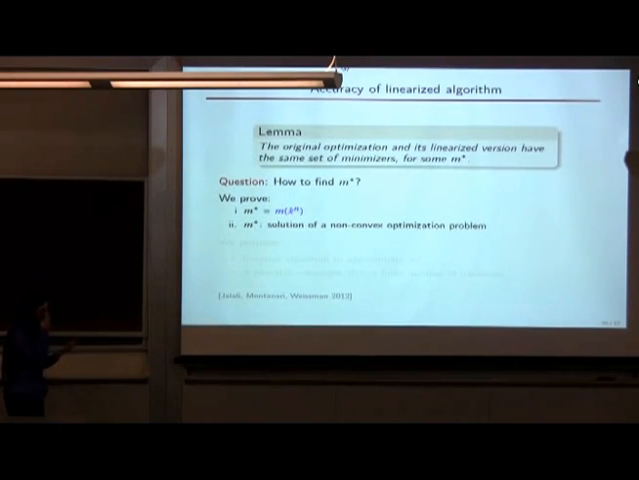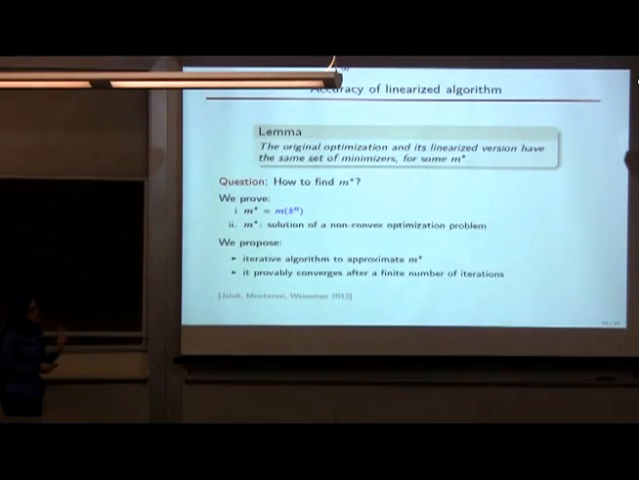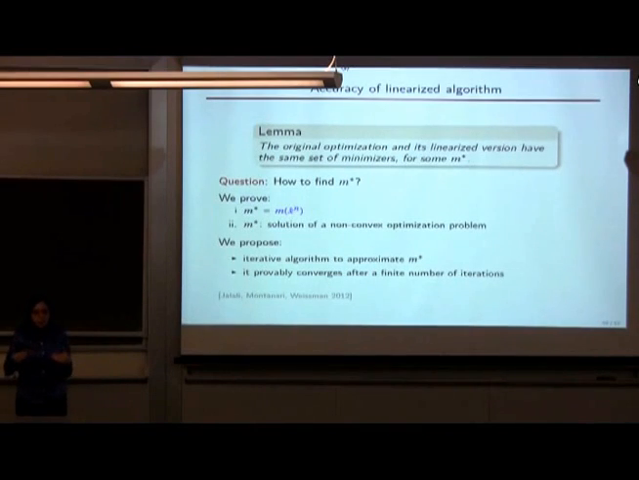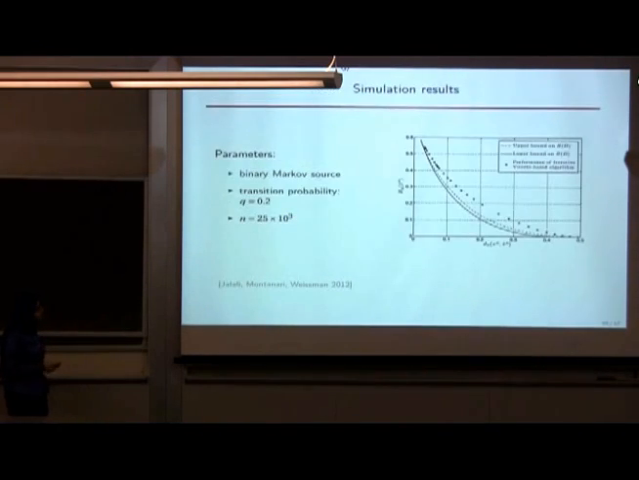But these are not directions that we want to pursue in finding m star. We could do this numerically, but instead we use the properties of m star that we learned from these two and propose an iterative algorithm. The algorithm starts from an estimate of m star, and at each step it makes the approximation better and better. And we can prove that after a finite number of iterations, the algorithm stops, so it doesn't go on forever.